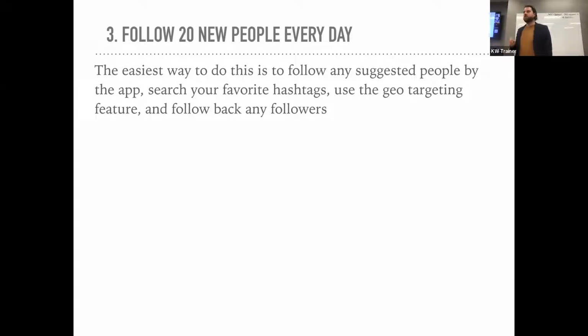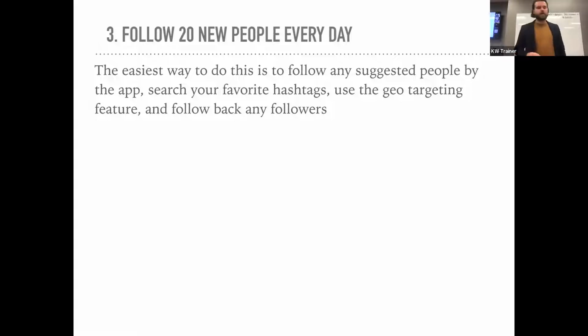Step 3, Elio committed to following 20 new people every single day. 20 people every day, right? Your messaging is only as effective as your reach. So the easiest way to do this is follow any suggested people by the app. Search your favorite hashtags, ideally real estate related hashtags, and use the geo-targeting feature to make sure that you are connecting with people in our local area. And also, of course, follow back any followers that you have.